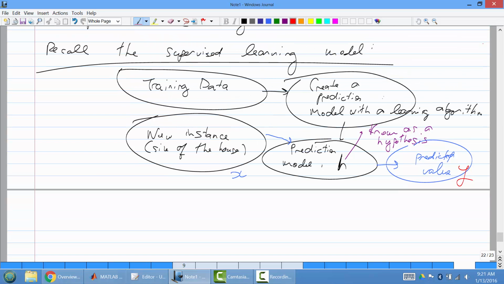So you got your training data, create your prediction model, it outputs a prediction model, put new stuff into it, and see what the predicted value will be. All right? Okay. So let's see here. Did I get that right? Yeah. Good. Okay. So back to linear regression.